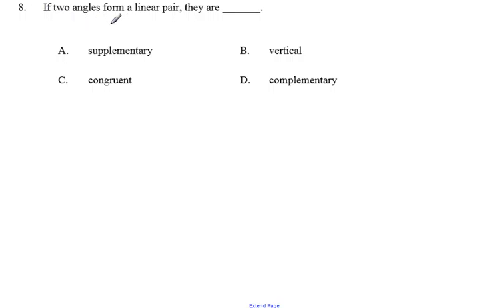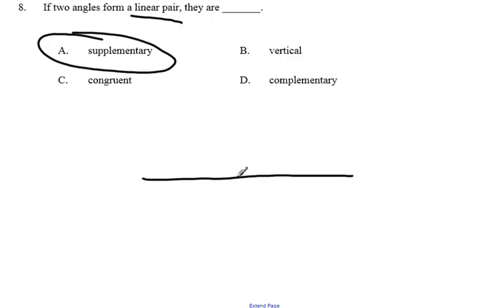Number 8, this one is just a definition, and it says if two angles form a linear pair, then they are supplementary. So if you have a linear pair, two angles that form a straight line, they have a sum of 180 degrees.